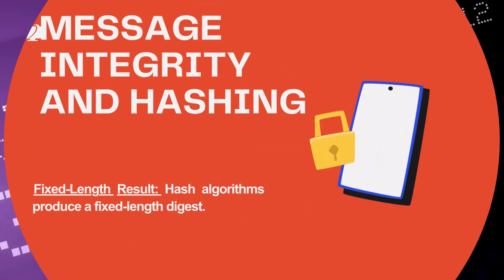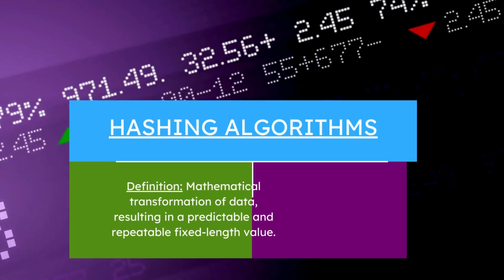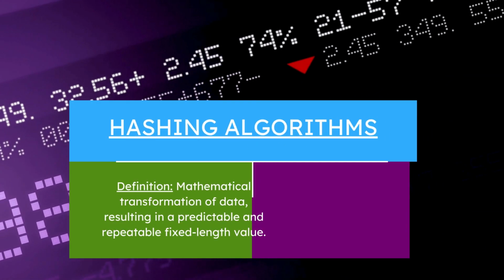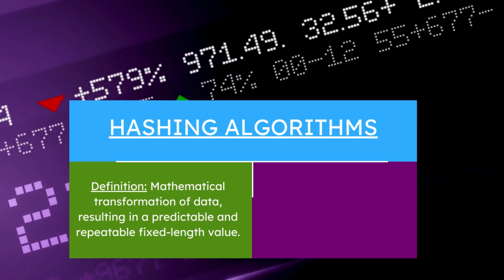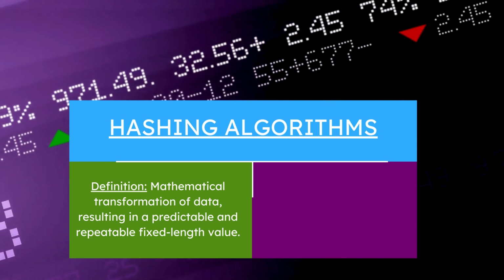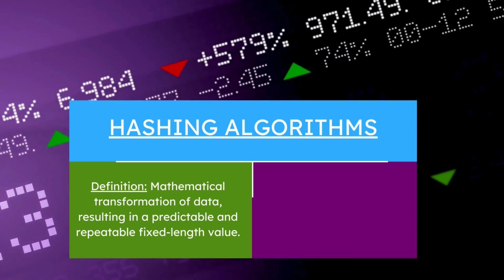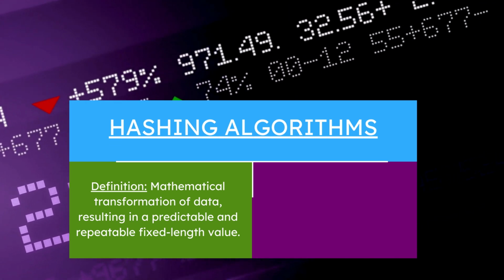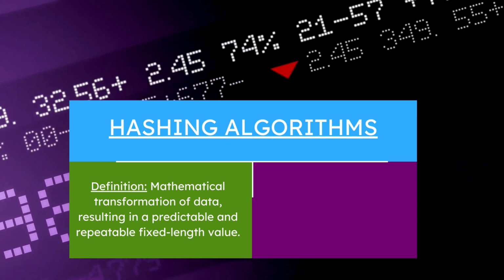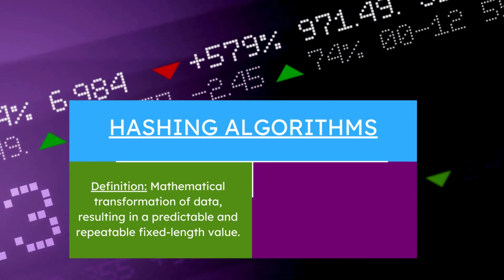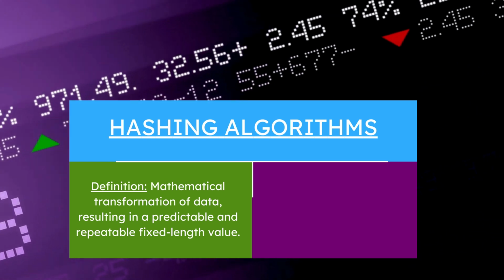Now that we know what hashing does, let's talk about the algorithms that make it happen. So, what is a hashing algorithm? 1. Definition: the data transformer. Think of a hashing algorithm like a machine that takes any data, a message, file, video, and turns it into a fixed size code, the hash. No matter how big or small your data is, the hash is always the same length. It's like giving everything a unique barcode.